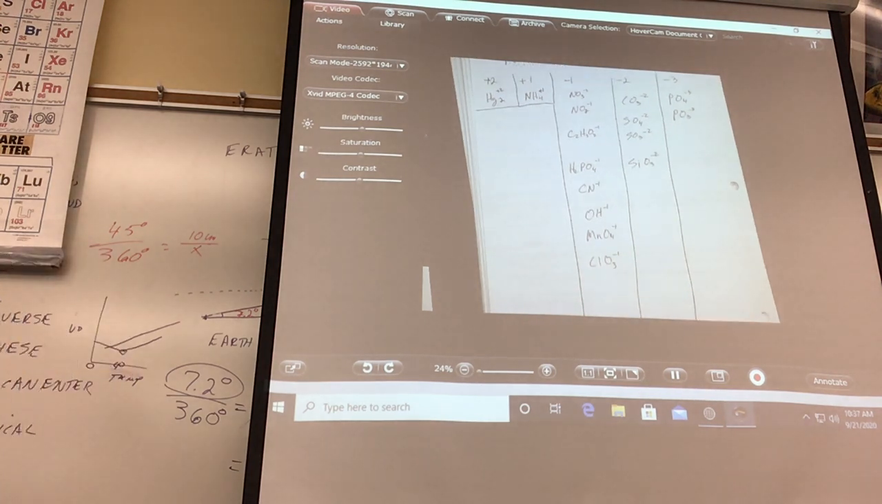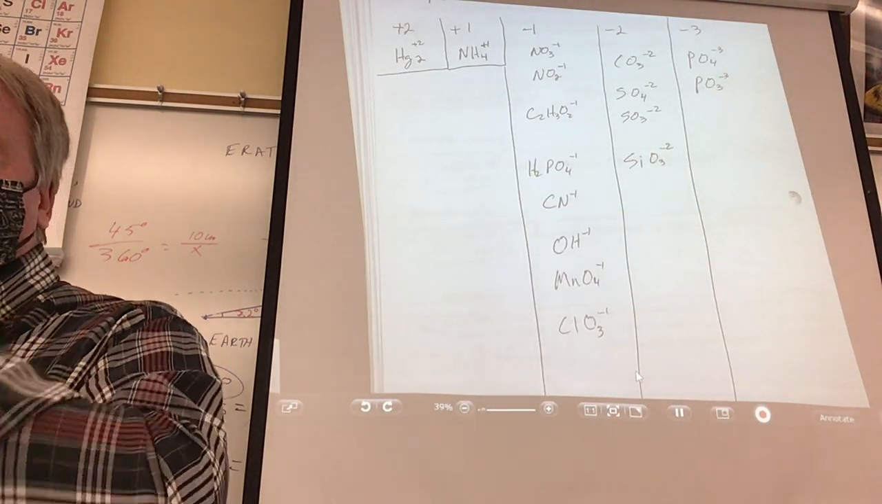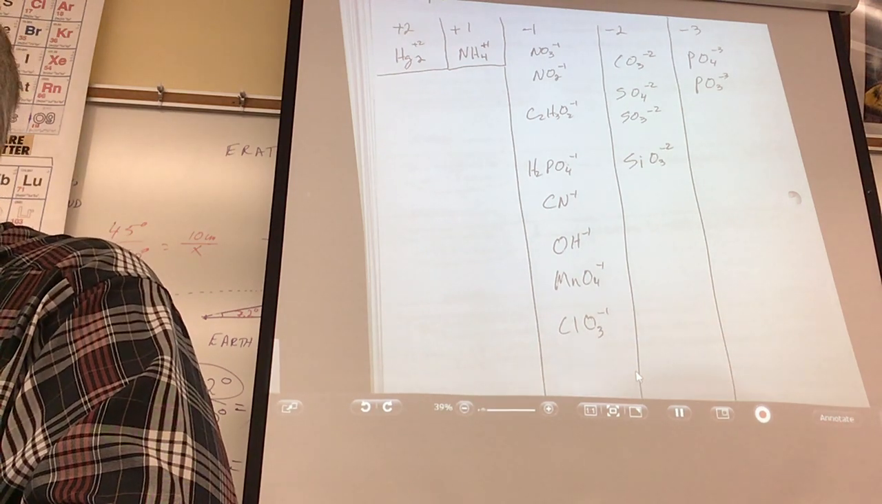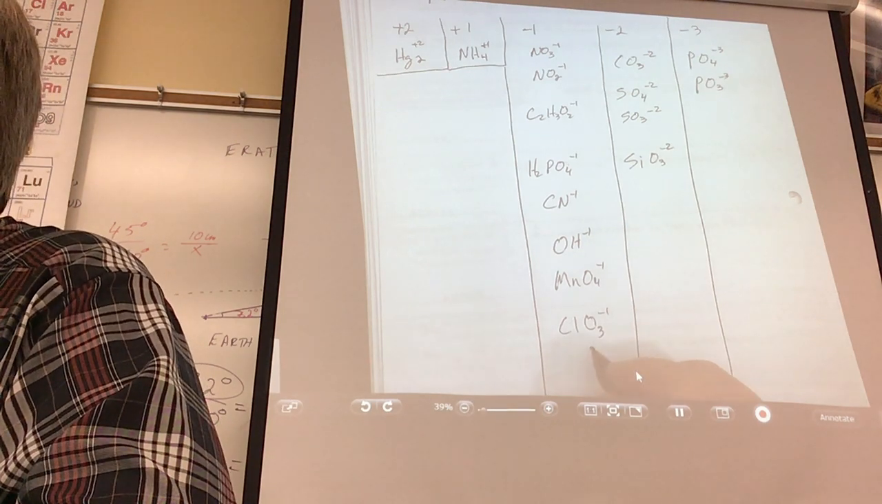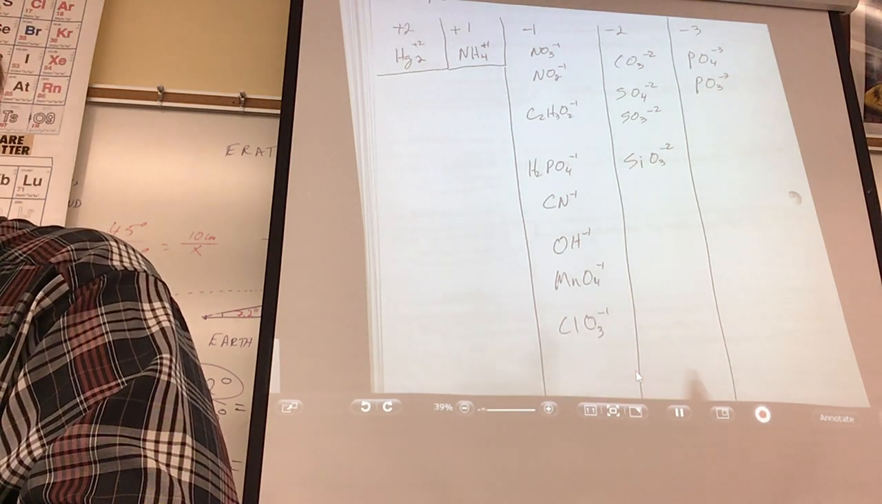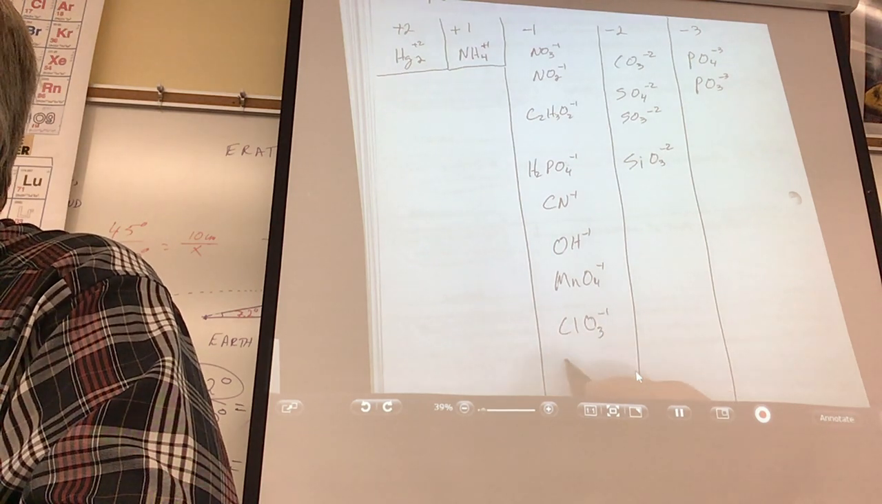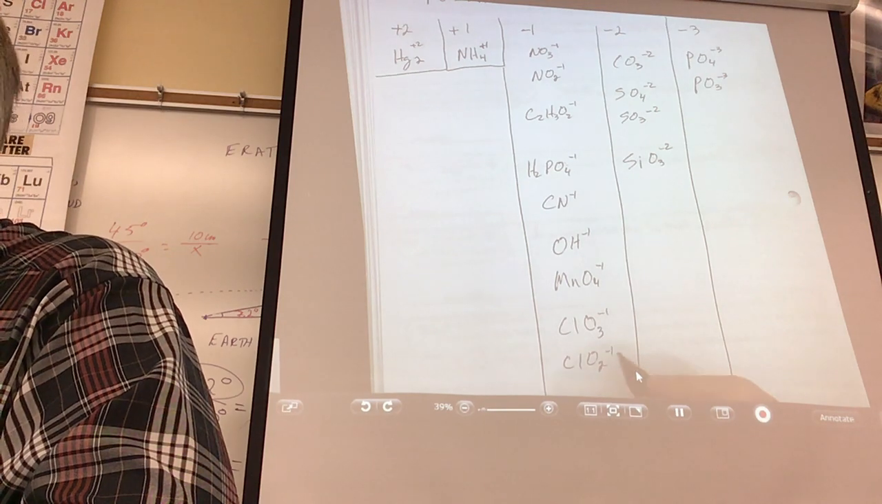Oh, I should have maximized this. All right, keep going. You want to build off of this one, or perchlorate? How about do chlorite first? This is chlorate. Then ClO2. Yep. All right.